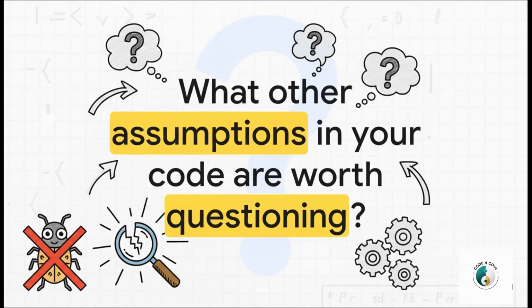So, we just uncovered one really sneaky bug that hides in plain sight. And it makes you wonder, right? What other things that you take for granted in your code, what other obvious assumptions are just waiting to break? It's always worth taking a second look.